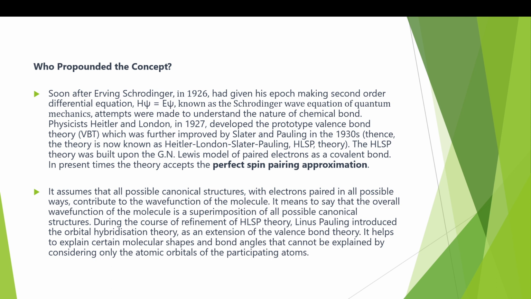It assumes that all possible canonical structures with electrons paired in all possible ways contribute to the wave function of the molecule. It means to say that the overall wave function of the molecule is a superimposition of all possible canonical structures. During the course of refinement of HLSP theory, Linus Pauling introduced the orbital hybridization concept as an extension of the valence bond theory.